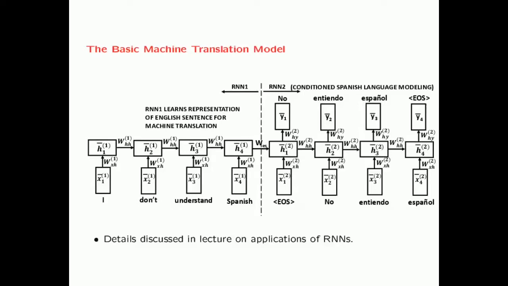So this is the basic machine translation model, which is English to Spanish translation. I had already discussed this model in an earlier lecture on recurrent neural networks. So you can see on the left you have the first recurrent neural network which encodes the English sentence, which in this case is "I don't understand Spanish." And the second recurrent neural network outputs the words in the Spanish language.